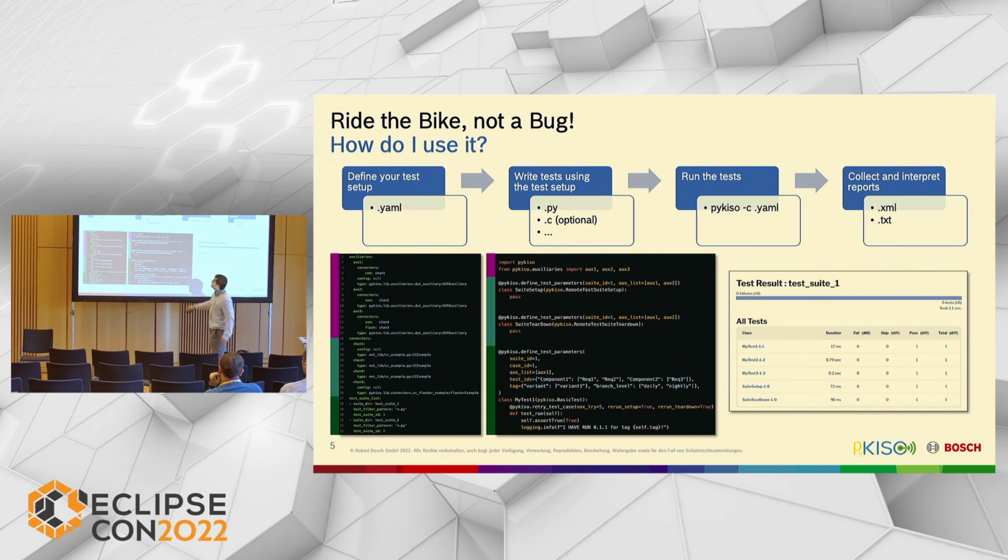Part 2, write tests using the test setup. This happens also in Python. First part, I will import PyKiso, and from auxiliaries, I will import the 3 auxiliaries I declared here, aux1, aux2, and aux3. And after, for the second part, I follow a standard testing procedure.